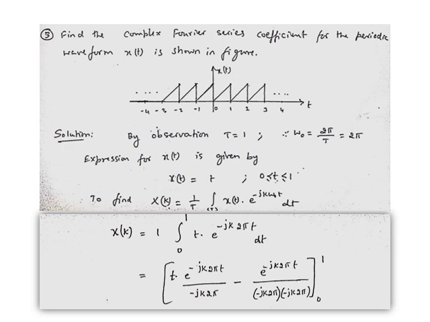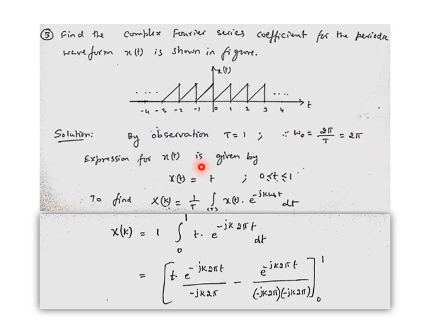Coming to the next problem: the complex Fourier series coefficient for any given periodic waveform x of t is shown in the figure. Here this signal is given in terms of a triangular function which is repeated over every time interval T equal to 1. By observation, the fundamental period here is T equal to 1. So omega naught, 2 pi by T, is equal to 2 pi itself.